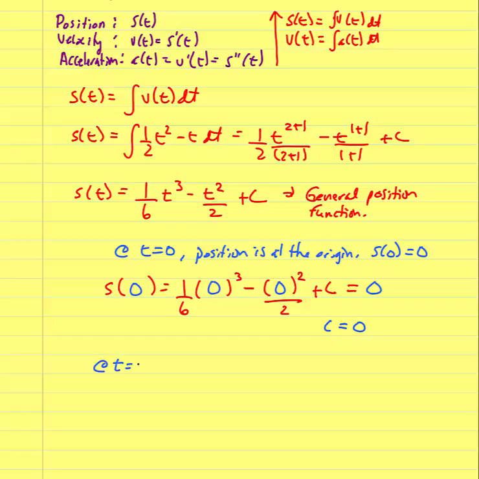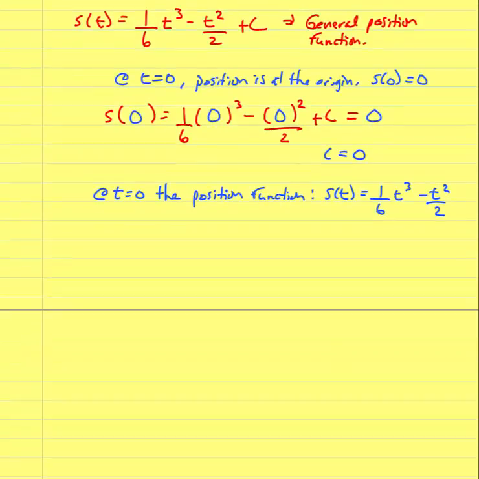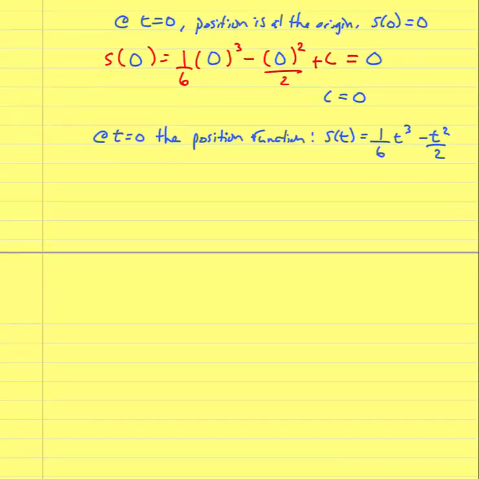So at t equals 0, the position function has a constant value of 0. So I have s of t equals 1/6 t cubed minus t squared over 2, and that's at t equals 0. My question next then, what if we change the initial condition to s of 2 and see what we get from there?